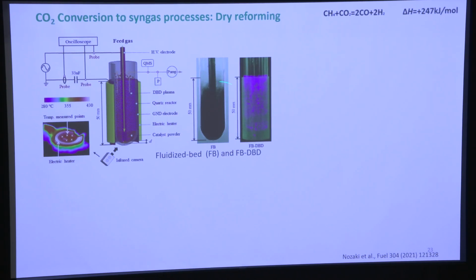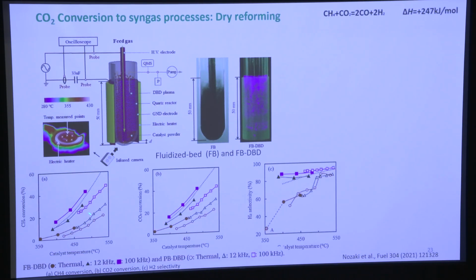I don't think they did anything about that. They just applied a high voltage and created all this. But we need ideas to control the electron energy distribution to increase the selectivity and yield. You can see this is the CO2 conversion. Depending on the catalyst temperature, they can get to somewhere around 50% conversion.